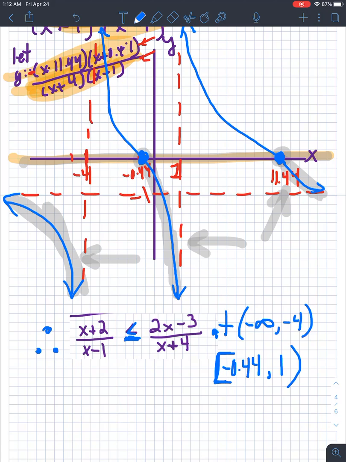Positive 1 does not count because it's an asymptote. And then 11.44 will count as well. That's no problem. And it goes all the way to infinity. And infinity is not included. There we go. There's our answer.